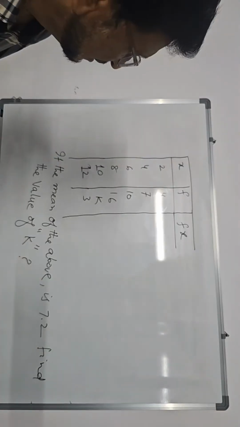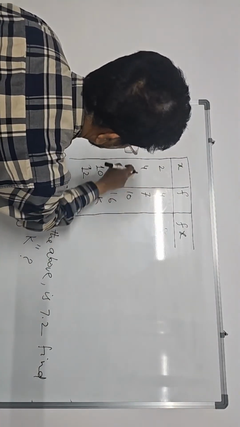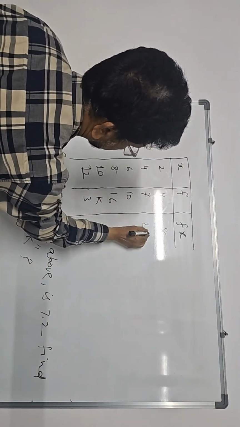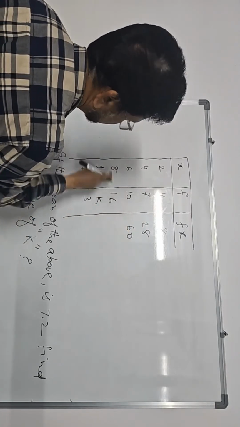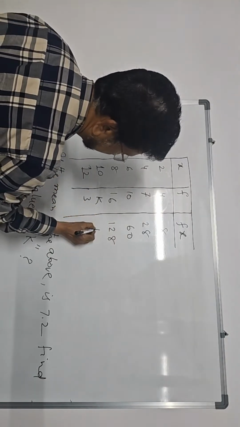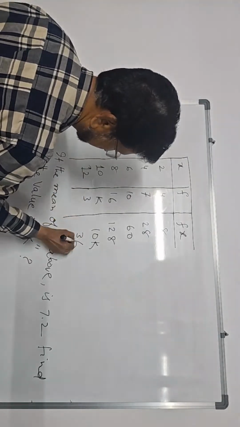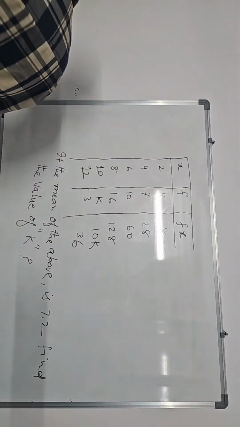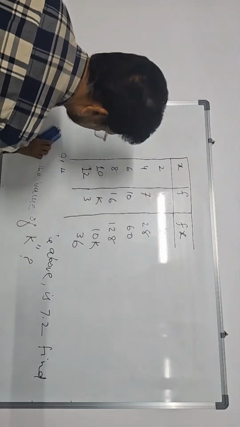Okay. Now multiply these two. 2 4s are 8. 4 7s are 28. 6 10s are 60. 16 8s are 128. 10 into k, 10k. 12 3s are 36. You have to find out the value of k from this table.